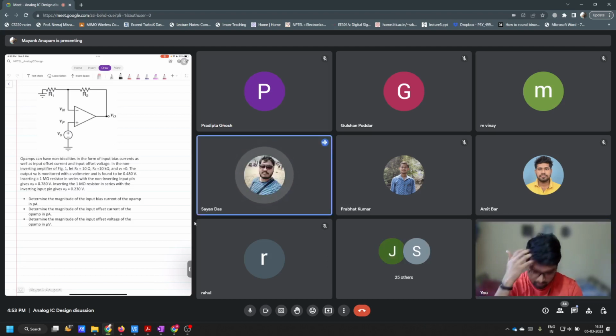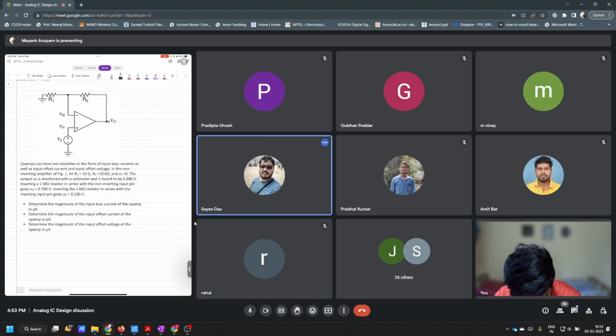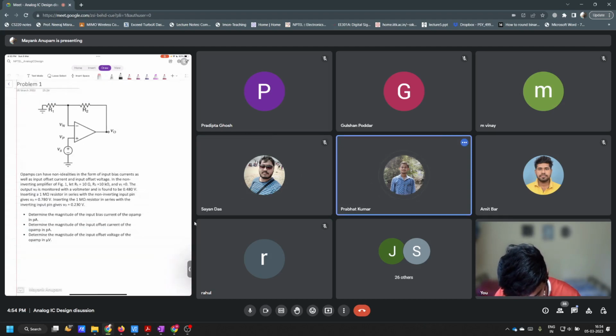Offset voltage, I think, was discussed in lecture, but input bias current and input offset current were not discussed. Bias currents can be modeled, I think, with a resistor between the two input pins. Yeah, that's not actually correct.